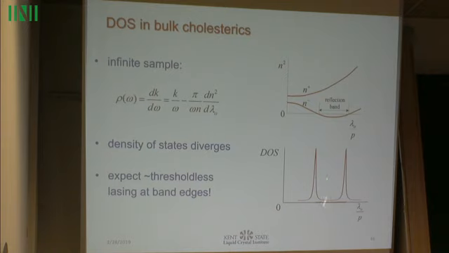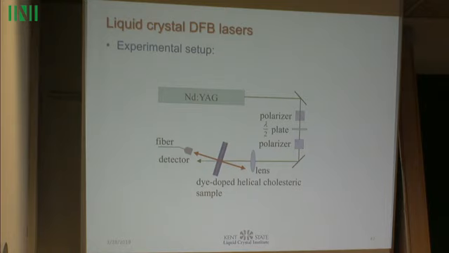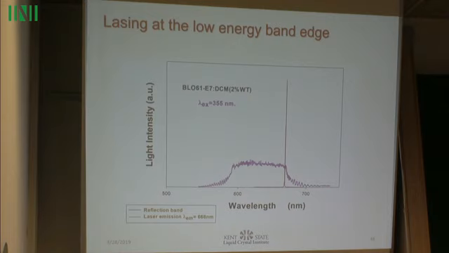So we have diverging density of states, so we can get these cholesterics to lase just by simply putting some dye in there and pumping the dye, and even though we don't have any mirrors anywhere, we get beautiful laser emission at the band edges. So you just take a little cholesteric sample with dye in it between pieces of glass, and you pump it with a dye laser, and you get this beautiful laser line right at the band edge where you would expect to get it.